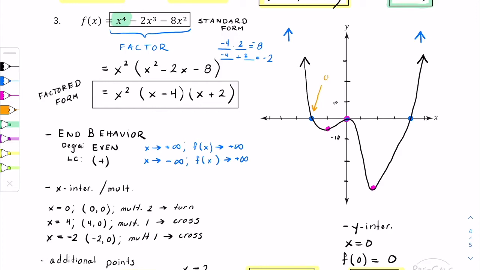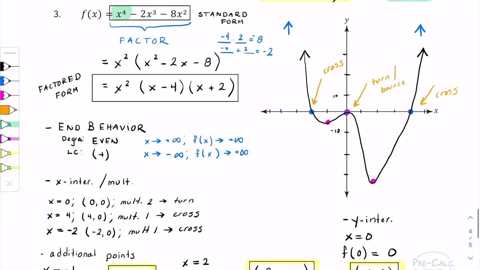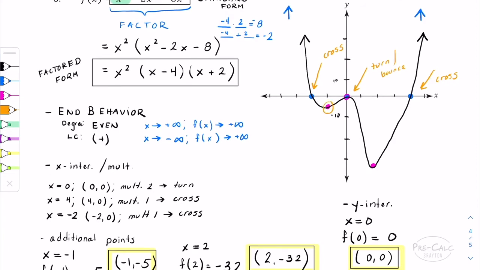So here we know that it's crossing. Here we know that the graph needs to turn or bounce. Here we know that the graph is crossing. Also, make sure when you're graphing that you touch all of your additional points. That's why you find them. Okay, your graph does not have to be perfect, it is just a sketch.